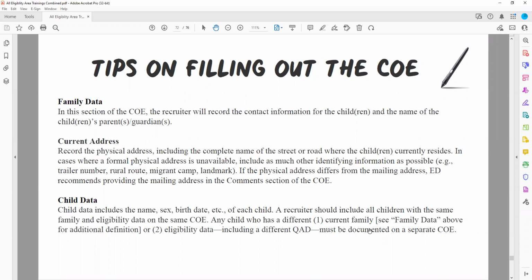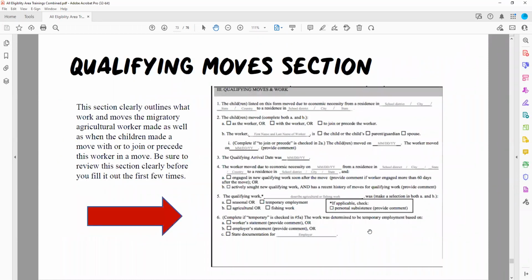Child data: you would have the name, sex, and birth date of each child, and you should include all children with the same family and eligibility data on the same COE. Anyone that has different eligibility information would be on a different COE.